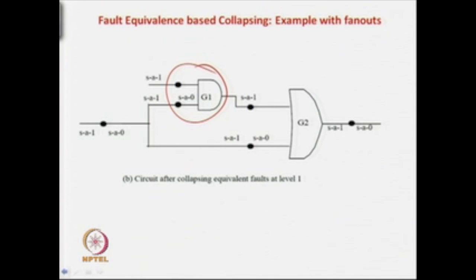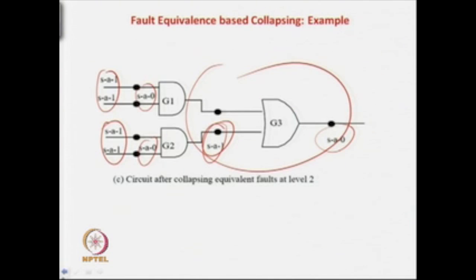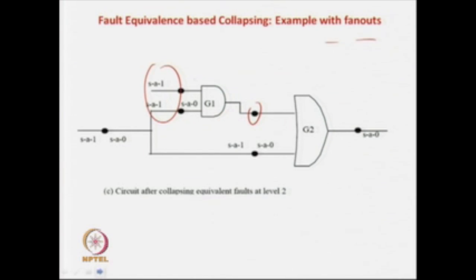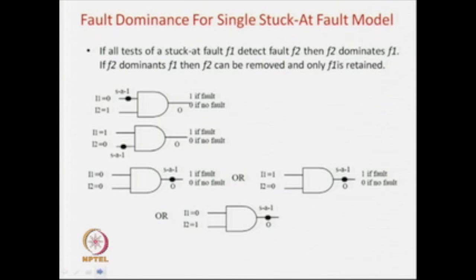Similarly, in the last example also we had some stuck at one faults here, and these are the two stuck at one for the AND gates and some stuck at one for the OR gate. So what we are going to see is that some faults still remain. So can we do something with this? Till now we have seen only that we have collapsed faults by equivalence. Let us see if we can do something else.